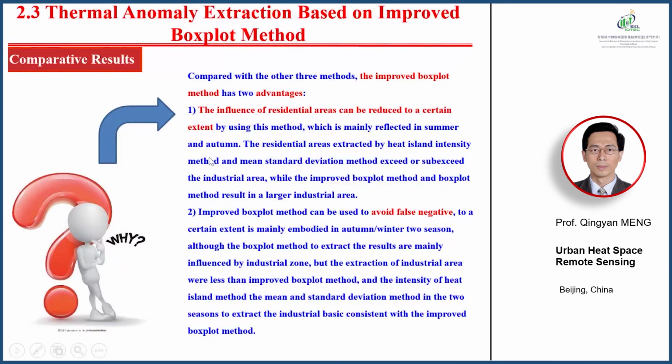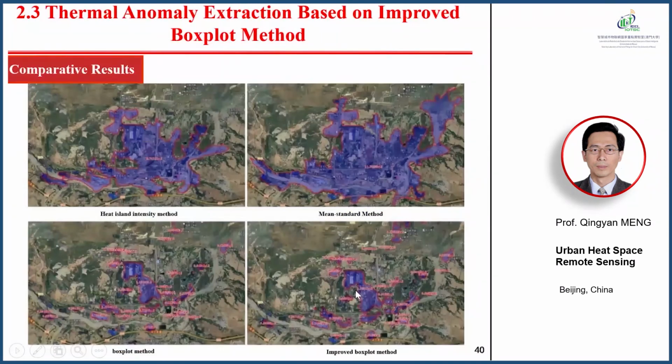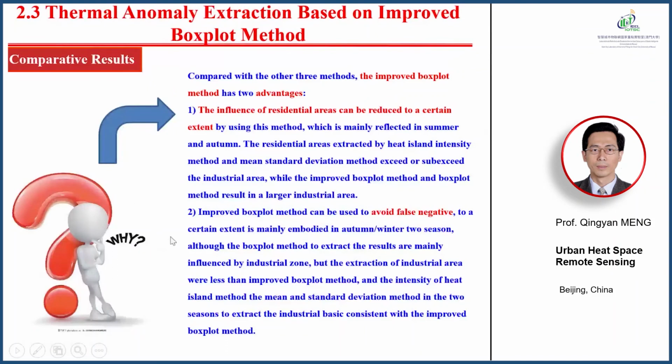advantages. The influence of the residential area can be reduced to a certain extent by using our method, which is mainly reflected in summer and autumn. The residential areas extracted by the heat element intensity method and the mean standard deviation method exceed the industrial area, whereas the improved box plot method and the box plot method result in a larger industrial area. And our method can avoid false retrieving, and somehow it's good.